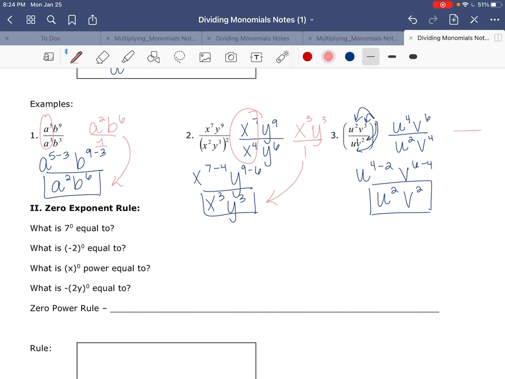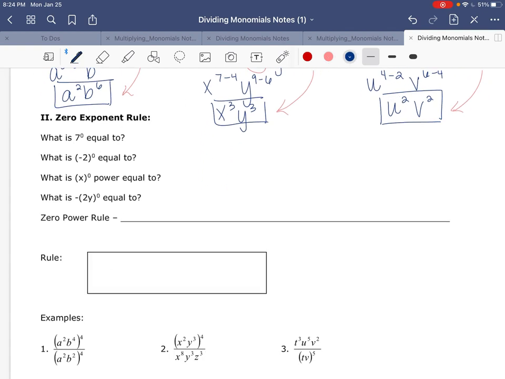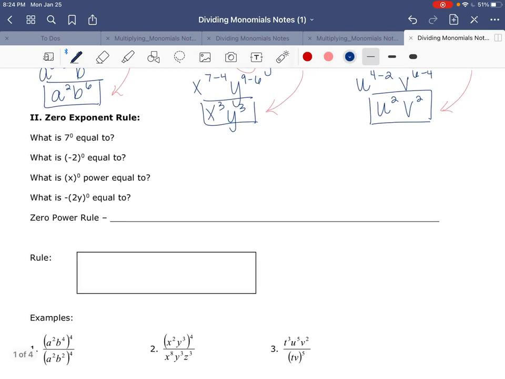And if we look at our shortcut, the numerator has more u's, and it has 2 more. The numerator has more v's by 2, so 1 goes in that denominator. Again, they are equivalent.